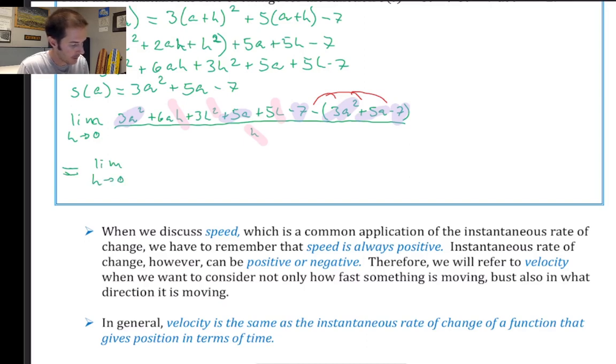We don't have a fraction anymore, so I'll use my square brackets. We still have a 6a. We still have plus a 3h. And we have a plus 5. When we apply the limit, it's going to zero out this middle term, so that'll disappear. Now we have 6a plus 5.